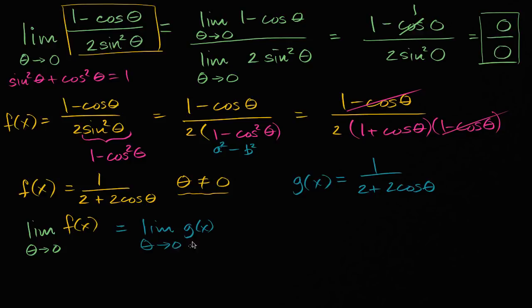So the limit as theta approaches 0 of g of x, well, since it's continuous at 0, we can just substitute. That's going to be equal to g of 0, which is equal to 1 over 2 plus 2 times cosine of 0. Cosine of 0 is 1. So it's just 1 over 2 plus 2, which is equal to, deserve a little bit of a drum roll here, 1/4. And we are done.